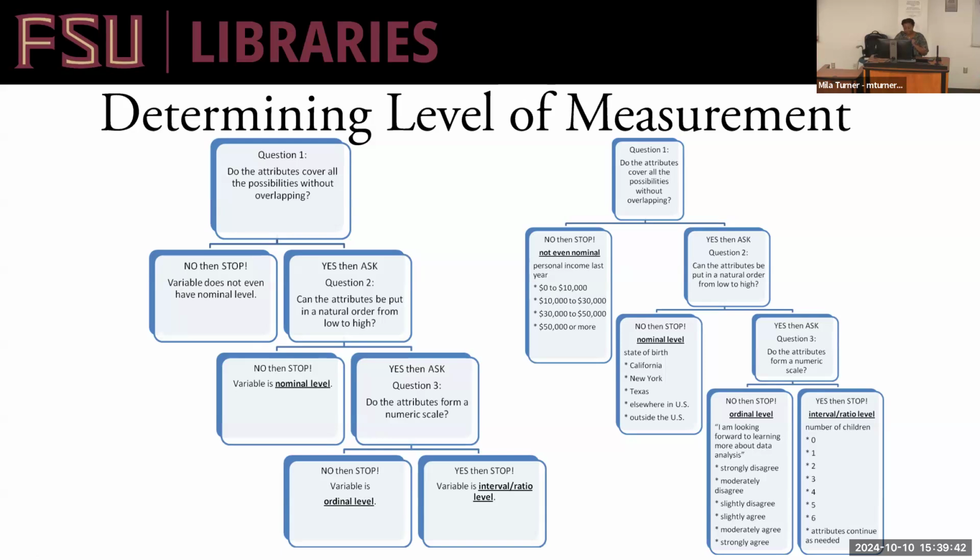If it's yes, then you have to ask yourself the next question. Can they be arranged in a natural order from low to high? If they cannot be arranged from low to high, then it is nominal. If it can be, then you ask yourself, do these attributes form a numeric scale? Okay. And so if the answer is no, then we know it's ordinal.